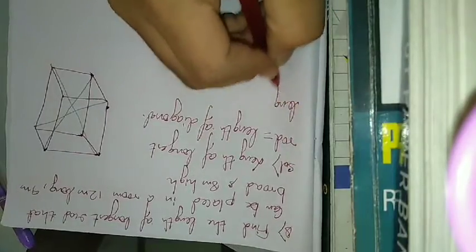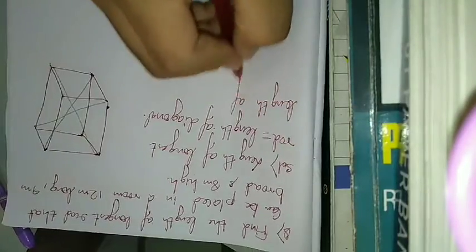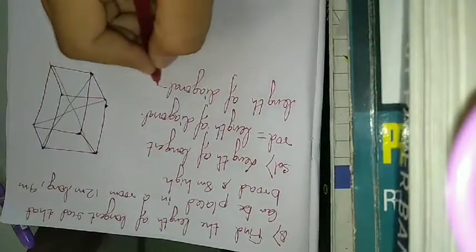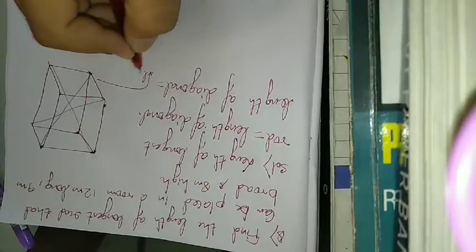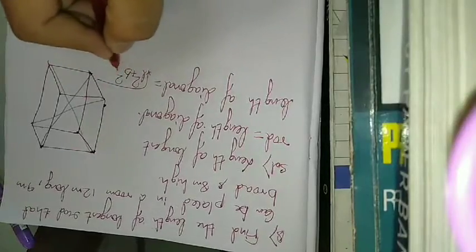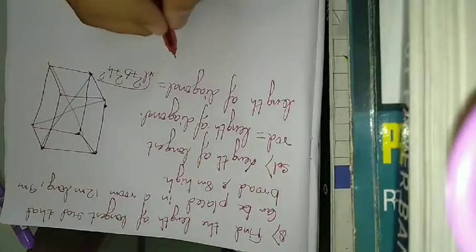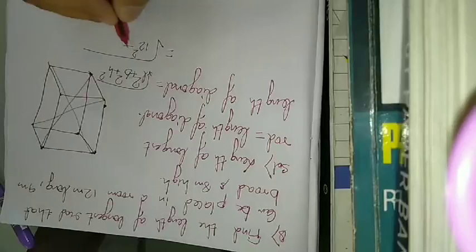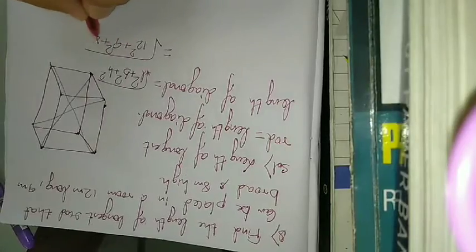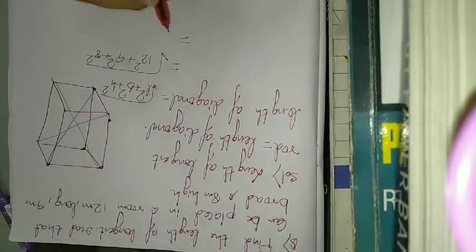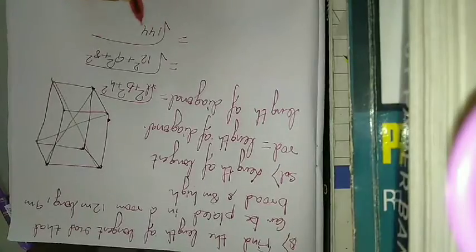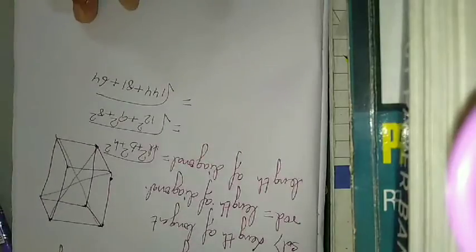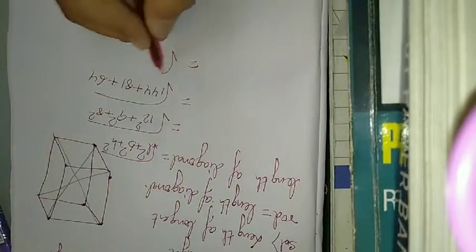Length of the diagonal is equal to the square root of length square plus breadth square plus height square. So here, square root of 12 square plus 9 square plus 8 square, that gives you square root of 144 plus 81 plus 64. Students, we can add all of them and let's see what we are getting.